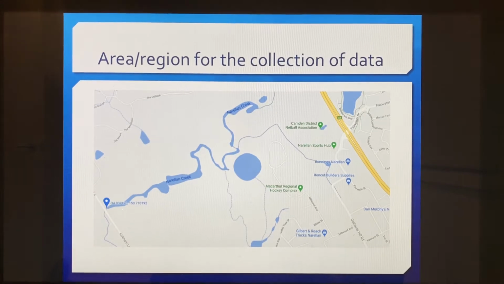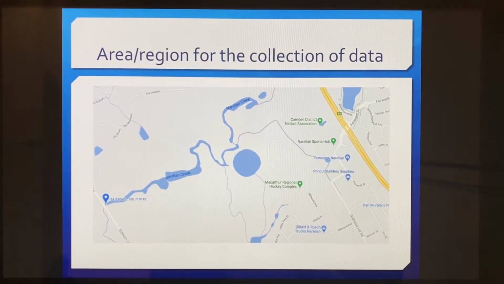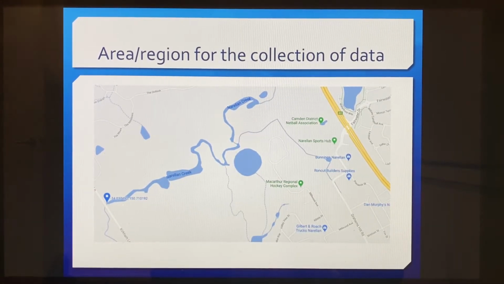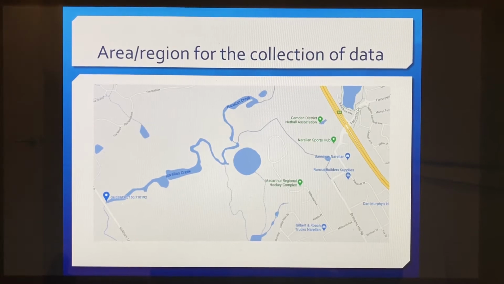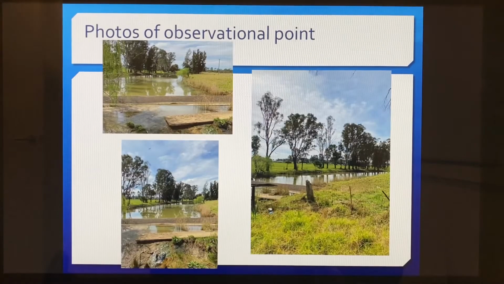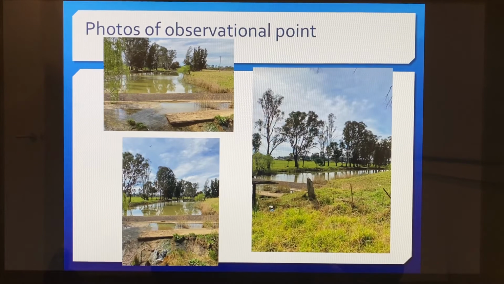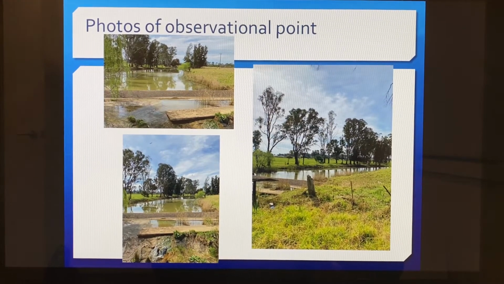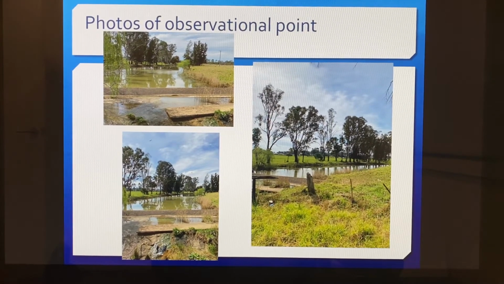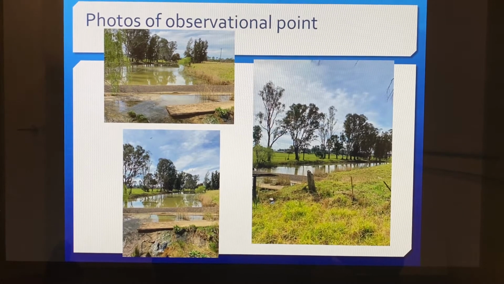This is a Google Maps image snapshot of Narellan Creek with a pinpoint for where the observations are taking place. These photographs were taken at the observation point where every sighting will be recorded.